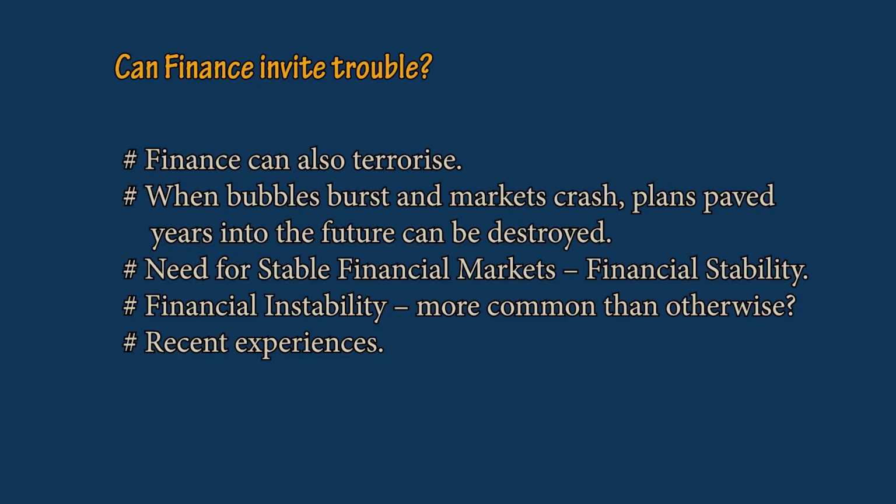And if there is a bubble burst or markets crash, the plans paved years into the future will also be destroyed. Now, therefore, you actually need a stable financial market or financial stability. The question that you need to think about is whether it is really an irregular thing that you have a financial crisis, or is it more of a regular thing? Well, recent experiences can actually tell us it can happen on a very regular basis. It's not like an offshoot where things are fine in general and suddenly something bad happens. This is a tendency in the system, it's prone to crisis. That's how your system seems to be working. And that is exactly why you need to be worried about financial instability. Now, it's your turn. Think of some basic functions of finance.